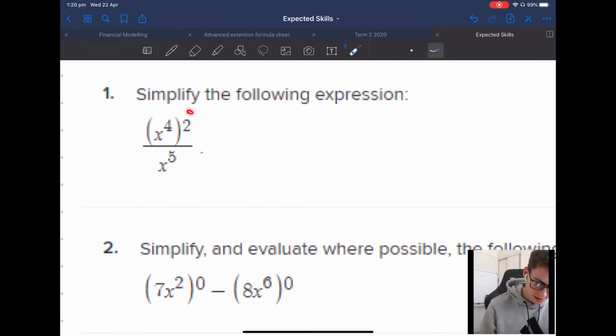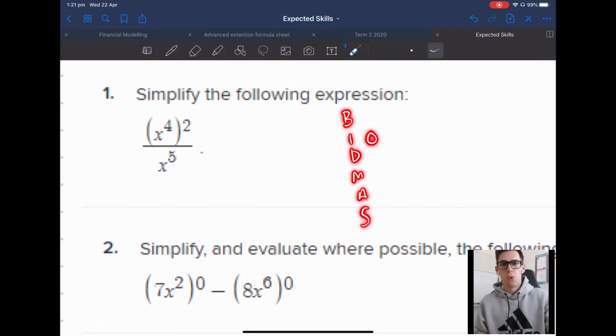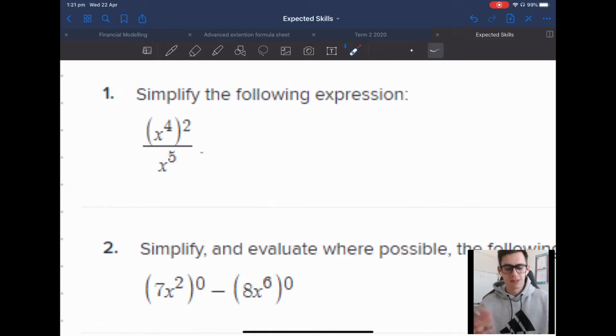On the top row here, you can see that I've got a power outside of a power. We've got x to the 4 all squared, and then it's all over x to the 5. If you remember BIDMAS or BODMAS, the O stands for order, which means highest power, and index obviously stands for indices. So what we actually need to do is deal with this power before we do any dividing.